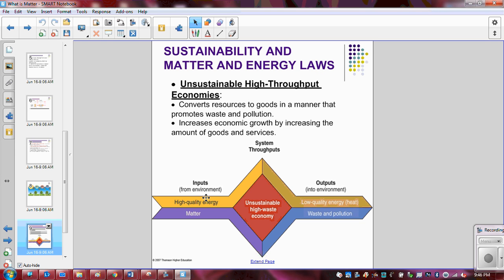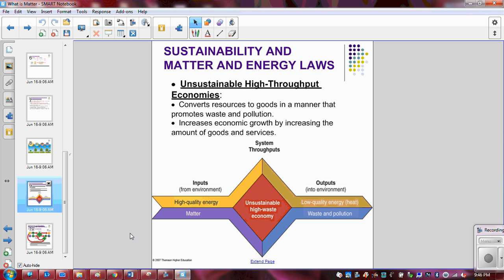Now, when we talk about sustainability and how matter moves through our ecosystem, if you will, or our human systems, we can either model nature or we can not model nature. And this first diagram is of an unsustainable, high throughput economy where we are not modeling nature because there's lots of inputs coming into it. So inputs from the environment are things like natural resources. So this could be wood, water, metals, fossil fuels, those kinds of things. Those inputs are in the form of matter and energy.